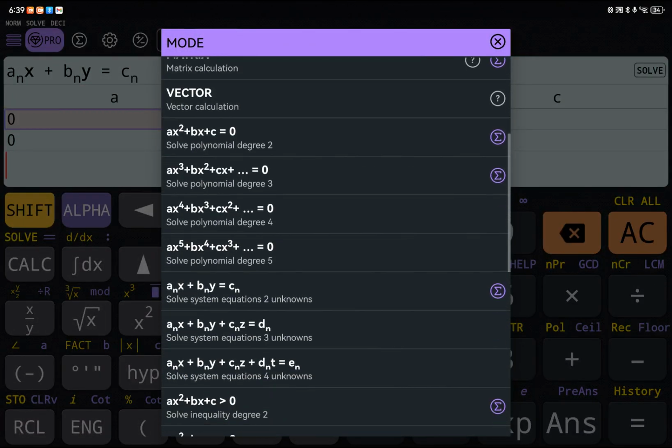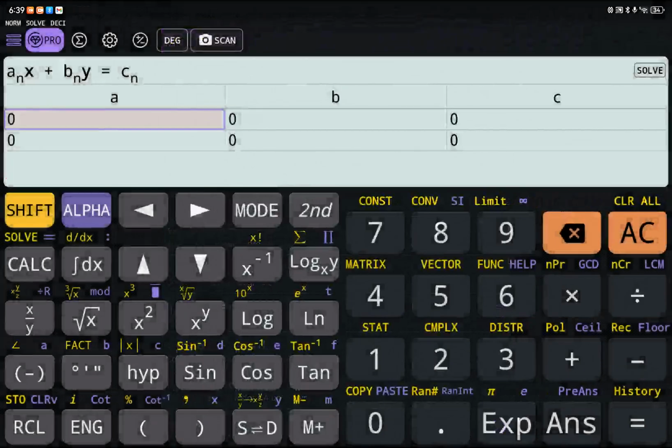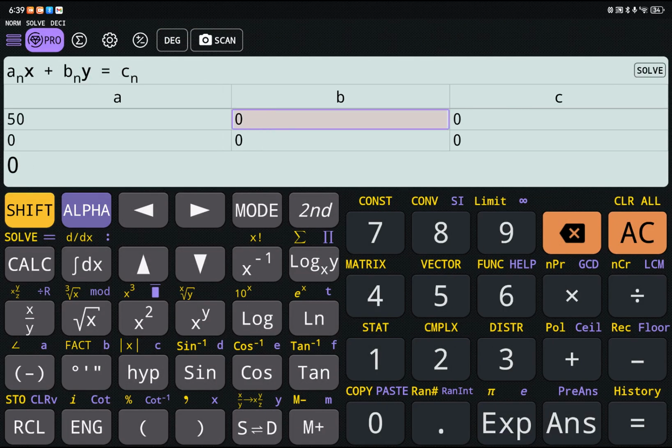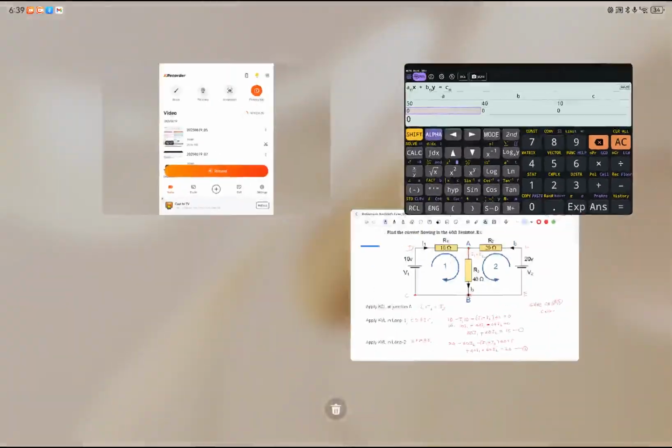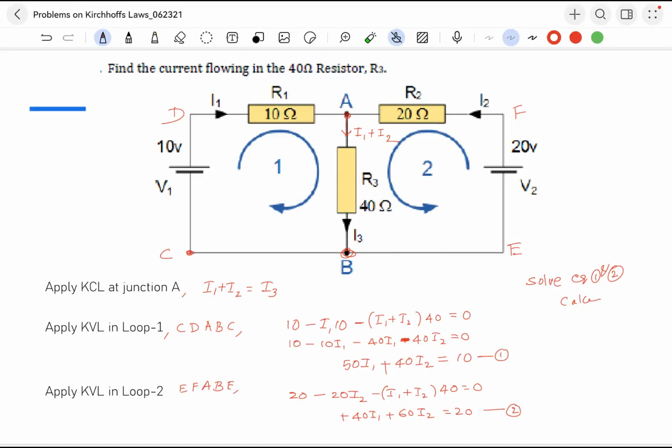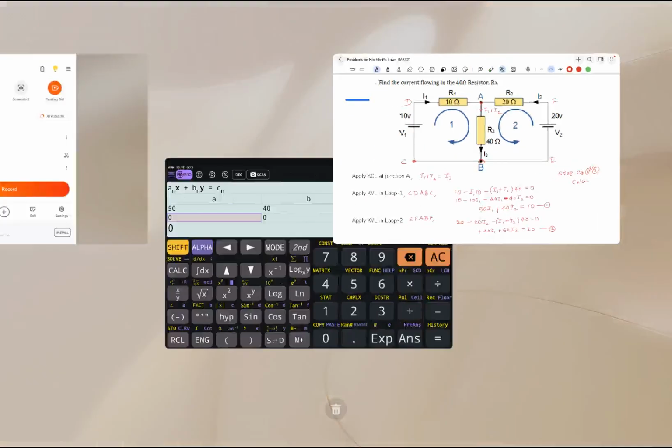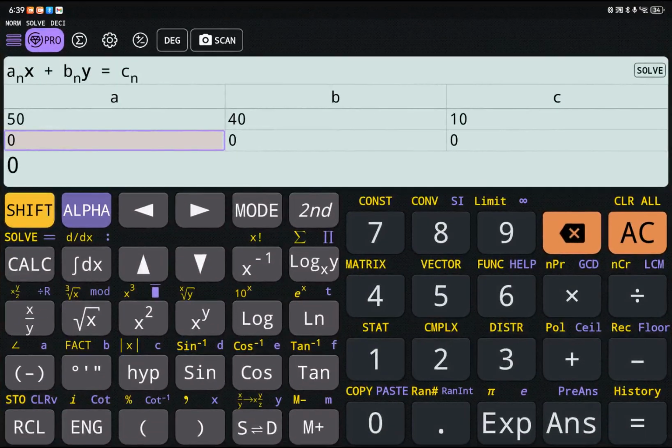So we have to use this mode, linear equation mode. Okay, first one 50, then 40, then 10. This is my first equation, 50 40 10. Then 40 60 20, then 60, then 20. I have entered the values.